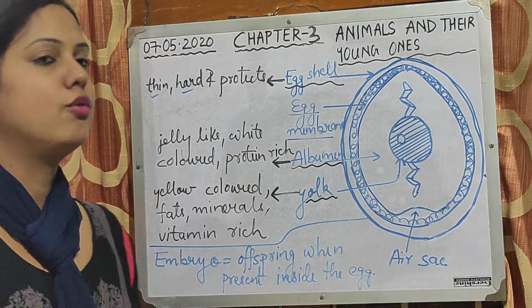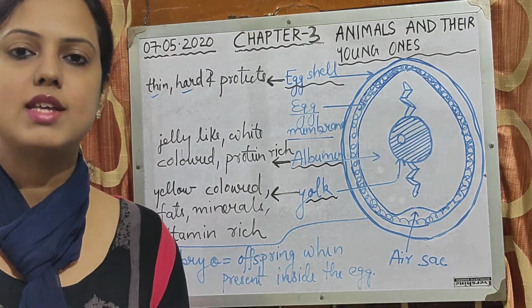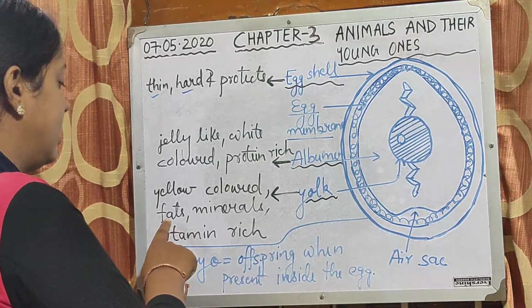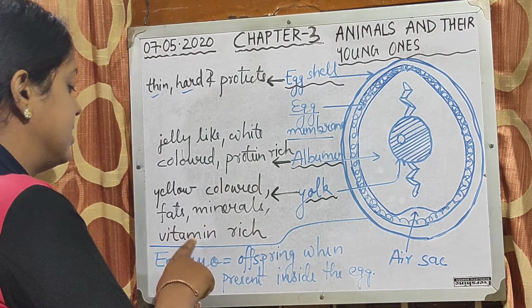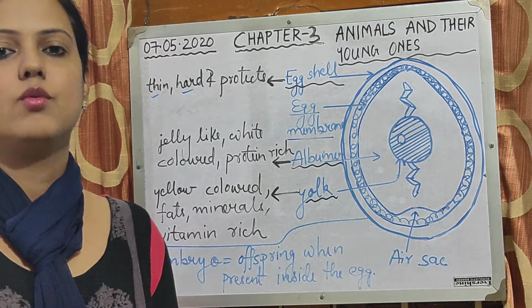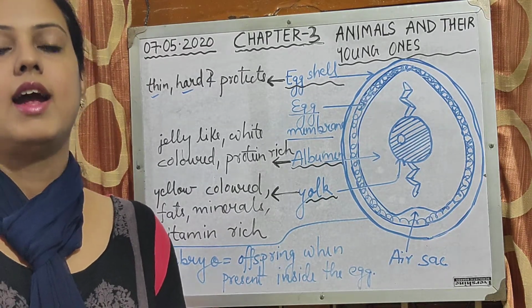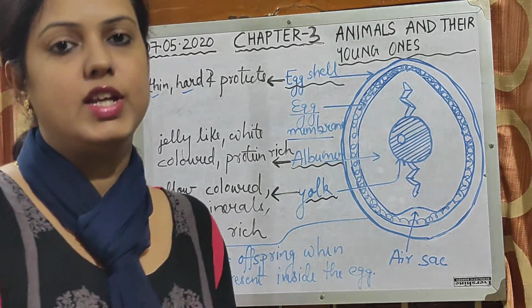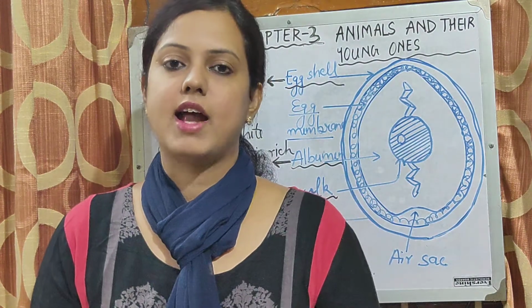So who gives the food or nutrients to the embryo inside the egg? The answer will be yolk. Yolk is rich in basically fats, minerals and vitamins. And what is embryo? When the offspring or the young one is present inside the egg, at that time we call it embryo. Now in the next video we will see the reproduction in case of fishes and birds.